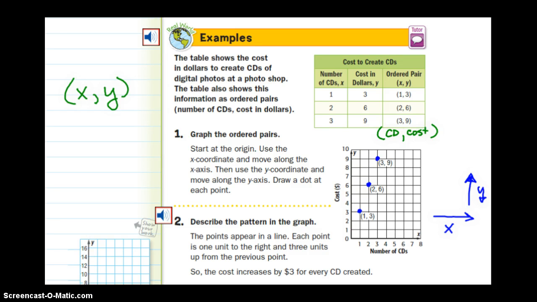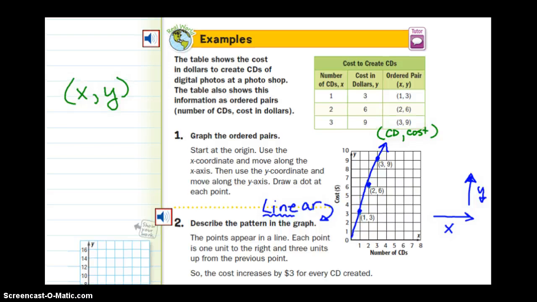Now, when we describe the pattern of the graph, what do you see if I start at the origin, or 0, 0? Let's see. If I put my pencil on here, I'll go straight through these numbers. This is called linear. So I have a line, get it? And that's called a linear graph because it contains the word line. So for every $3, I get to make a CD. Get it, got it, go. Pause the video.